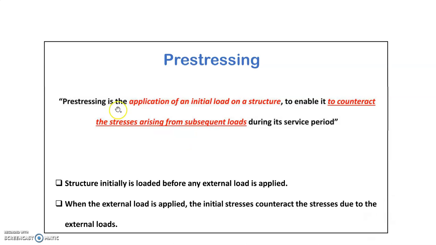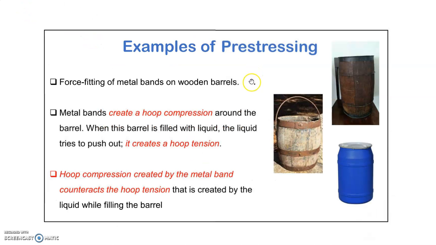So pre-stressing is the application of an initial load on a structure to enable it to counteract the stresses arising from subsequent loads during its service period. So these are some examples of pre-stressing. A force fitting of metal bands on wooden barrels. See here, this is a wooden barrel over which a metal band is provided. The metal band offers a compression to the wooden barrel.